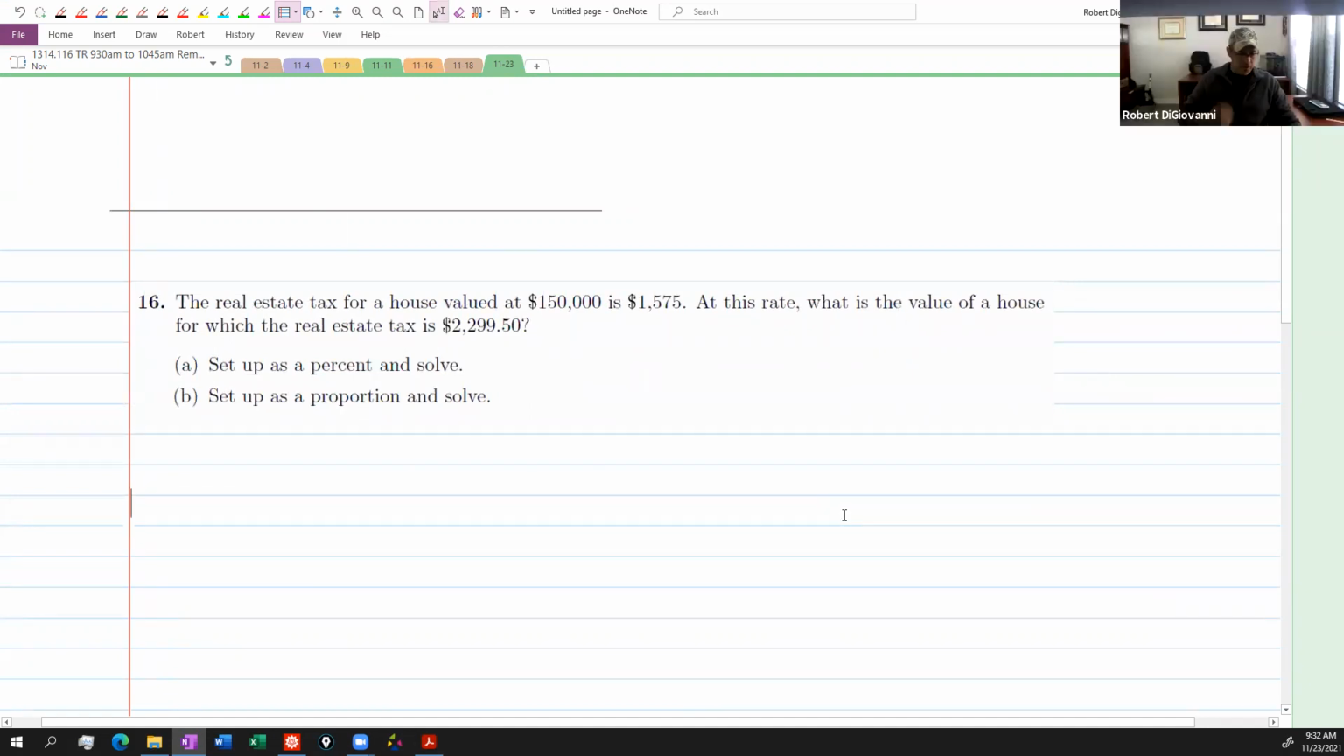Okay, so the real estate tax for a house valued at $150,000 is $1,575 at this rate. What is the value of a house for which the real estate tax is $2,299.50? So you said you had no problem with the first part. So how did you do the first part?